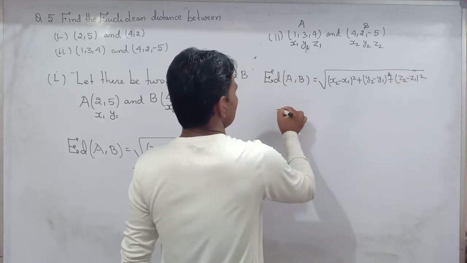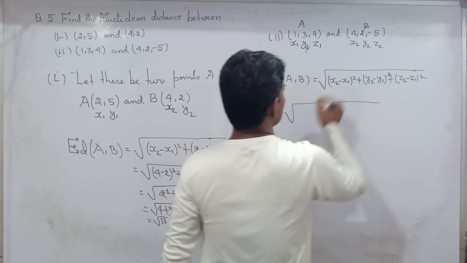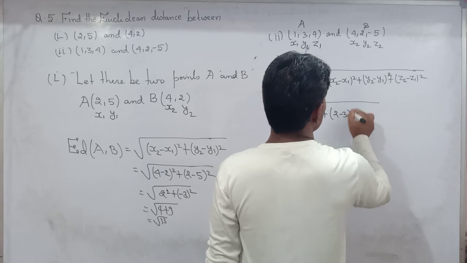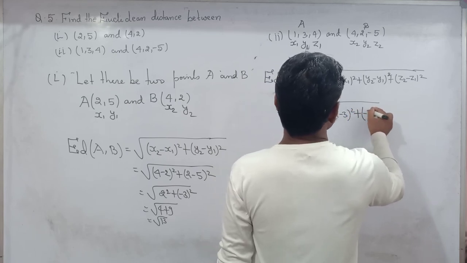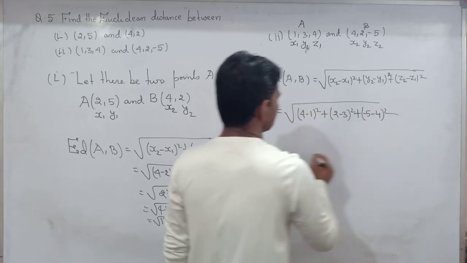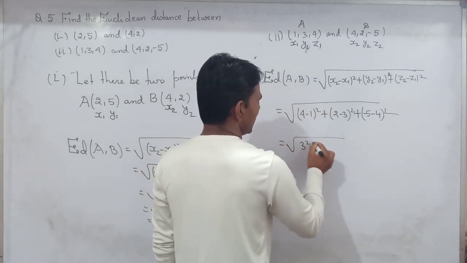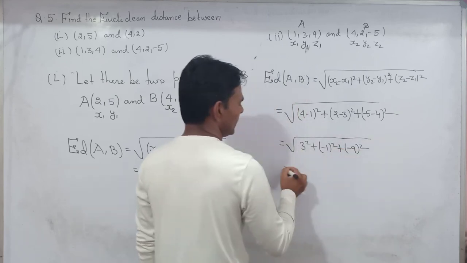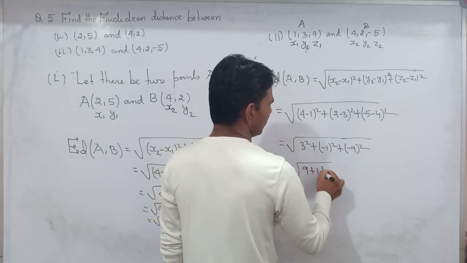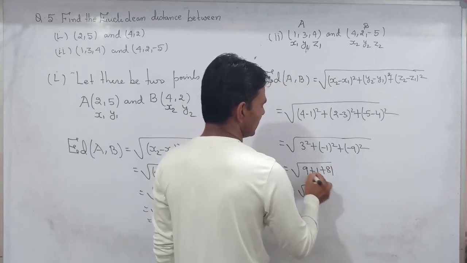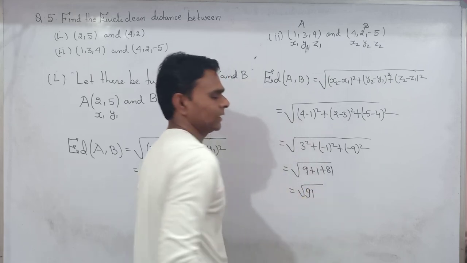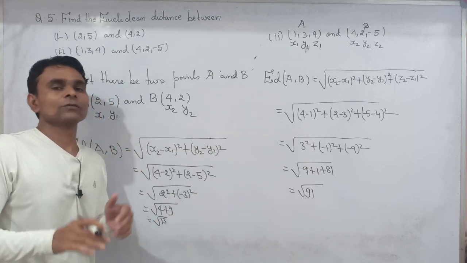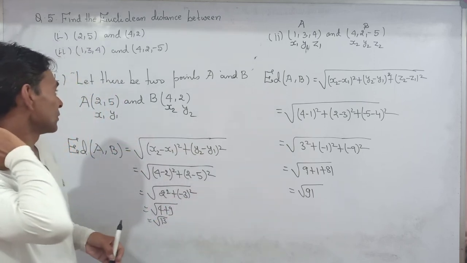Okay, substitute the values. (4 minus 1) square plus (2 minus 3) square plus (minus 5 minus 3) square, that is 3 square plus (minus 1) square plus (minus 9) square. Adding 9 plus 1 plus 81 gives 91. Under root 91 is the Euclidean distance between the two points. This is the complete solution of the second part, the final part of this question.